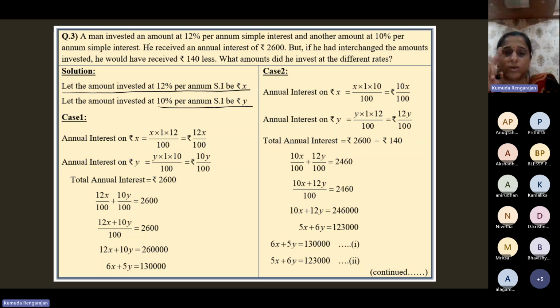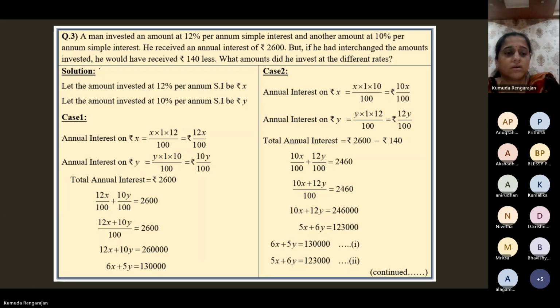Annual interest means the time is 1 year. Rate we know, 12% and 10%. And the principal amounts we know, X and Y. Time is 1 year because it is annual interest.